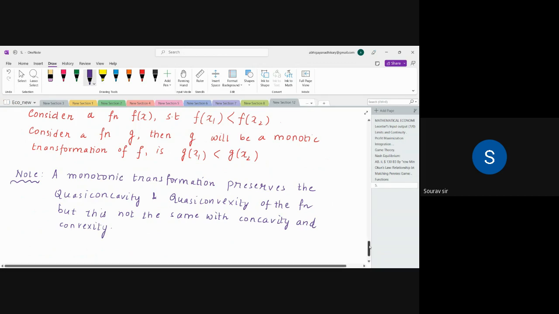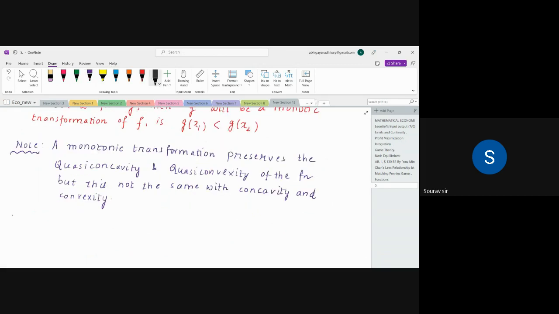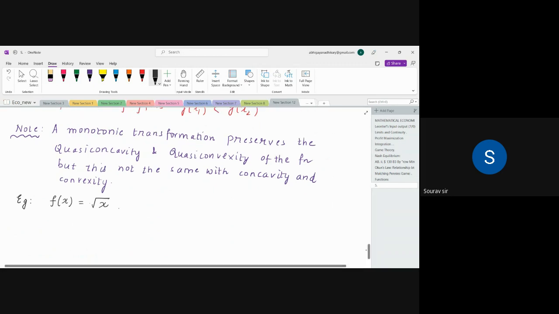All right, let's take an example to understand this. Suppose I consider a function f(x) as root x. So how does the function root x look like? Can anyone tell me what the graph of root x looks like?